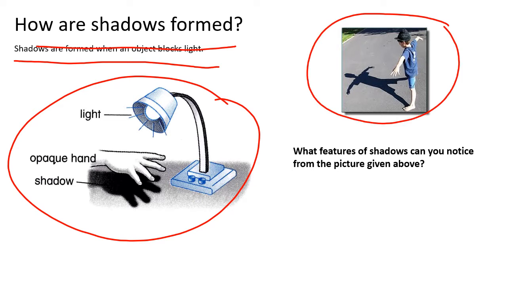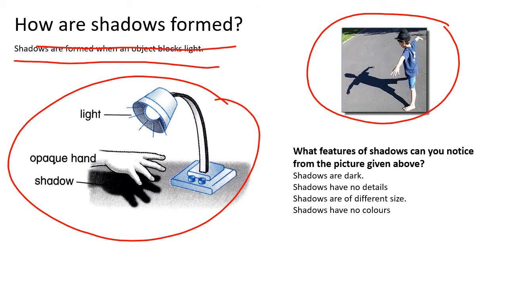Look at the picture given here and what features of shadows you can notice from the picture. Yes, shadows have no details, which means the boy standing over there has eyes, nose, mouth, tongue, but if you look at the shadow, you cannot see any of those features in the shadow. It is just a dark shadow. Now, shadows are always dark, which means whatever colorful dress the boy is wearing, you cannot see that in the shadow. It's always dark.